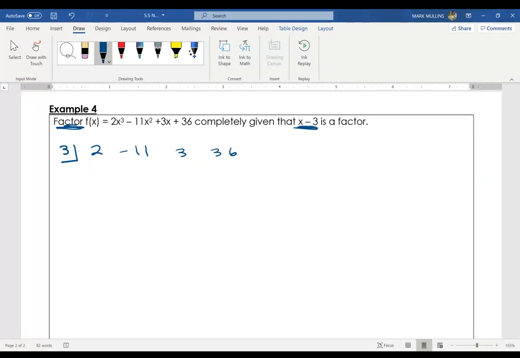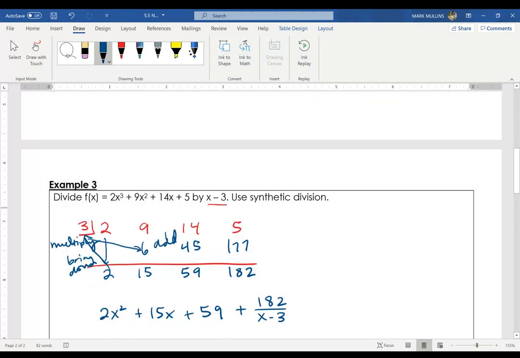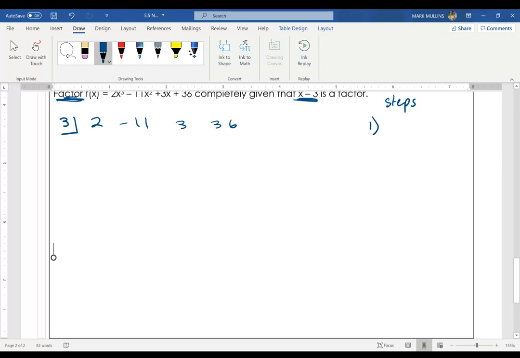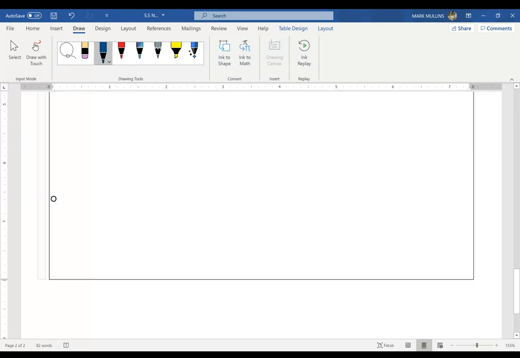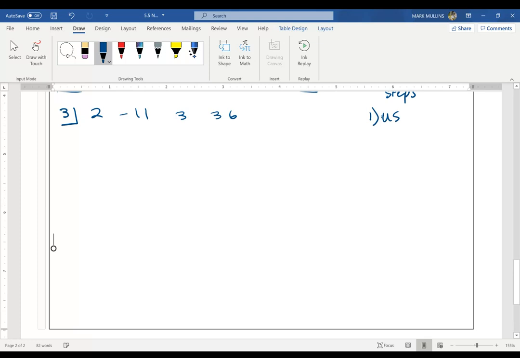And maybe we'll even put our steps over here. So our steps first are going to be, let's scroll back. Use synthetic. I don't know why that keeps popping up. Use synthetic. I must be bumping it.